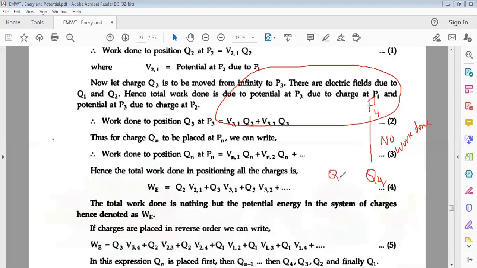Now, from infinity, bring Q3 and place it at the position P3. A force is exerted on Q3 due to Q4. What is the work done here? The work done to place Q3 at P3 is equal to V34, and the charge here is Q3, so V34 Q3. Then bring the Q2 charge and place it at the position P2.